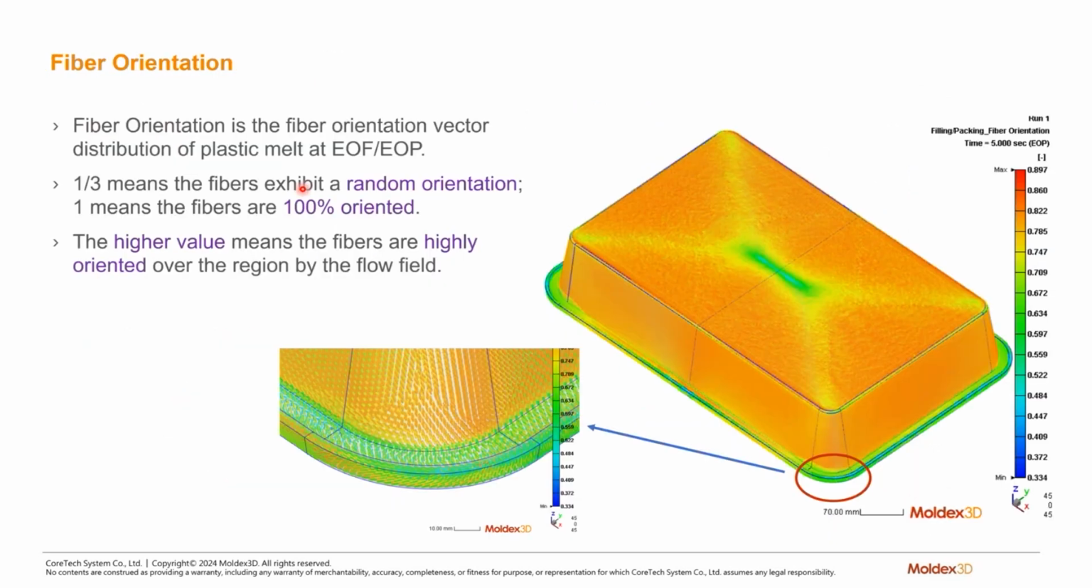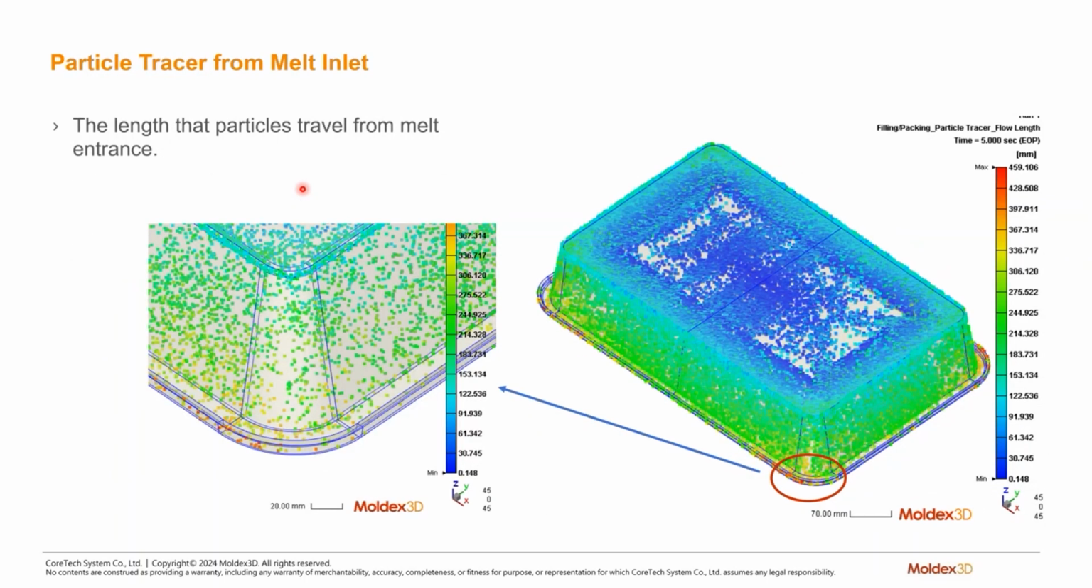In Moldex3D, we also provide fiber orientation. So you can check this result to understand the fiber orientation situation in your part. We also provide a particle tracer result for you to see how the plastic goes into the cavity. Because in these 4 runs the melt front time is similar, I did not show the other 3 runs' results. I just used 1 result to show you.